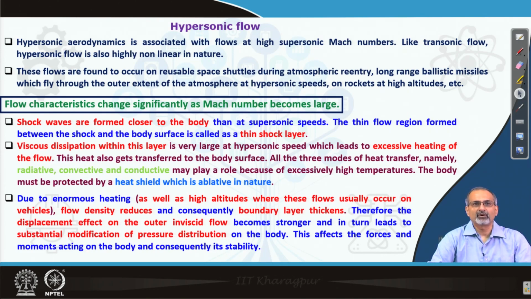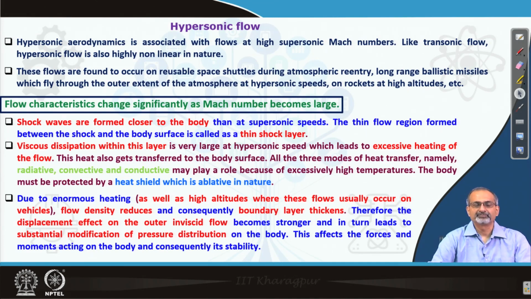The thin flow region formed between the shock and the body surface is called a thin shock layer. Viscous dissipation within this layer is very large at hypersonic speed, which leads to excessive heating of the flow. This heat also gets transferred to the body surface. All the three modes of heat transfer, namely radiative, convective, and conductive, may play a role because of excessively high temperatures. And consequently, to keep the body safe, it must be protected by a heat shield which is often ablative in nature.